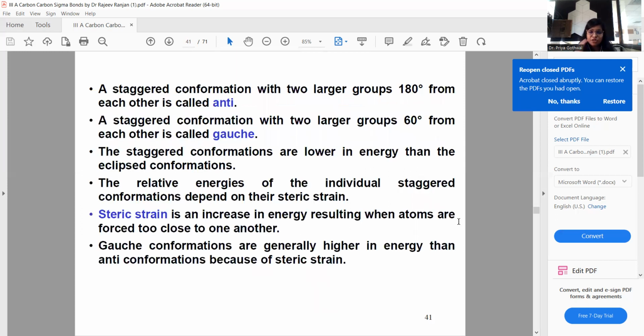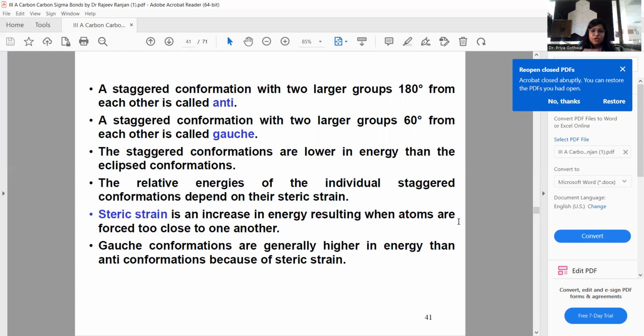A staggered conformation with two larger groups 180 degrees from each other is called anti. Again, a staggered conformation with two larger groups 180 degrees from each other is called anti. A staggered conformation with two larger groups 60 degrees from each other is called Gauche. Got it? So the staggered conformations are lower in energy than the eclipsed conformations.